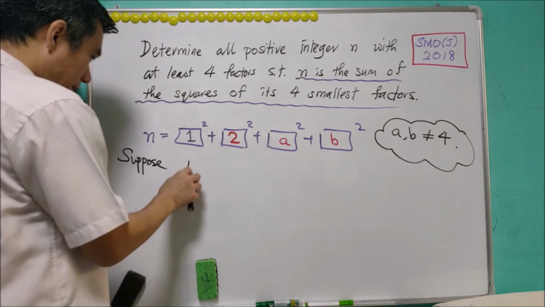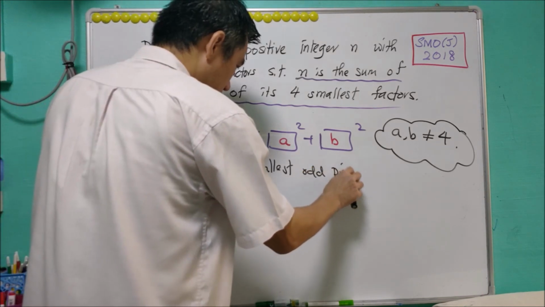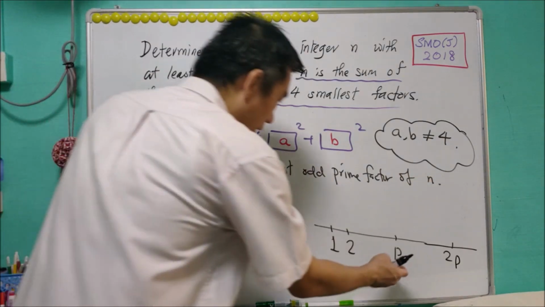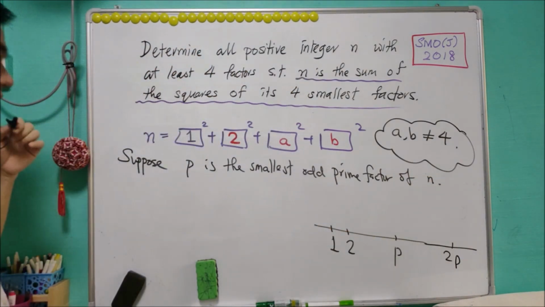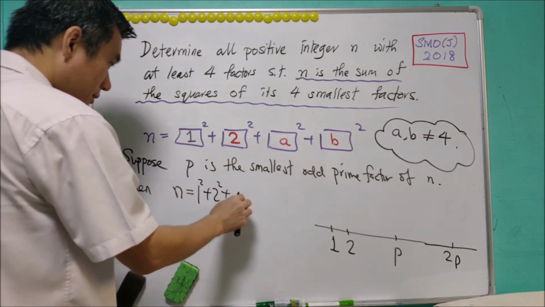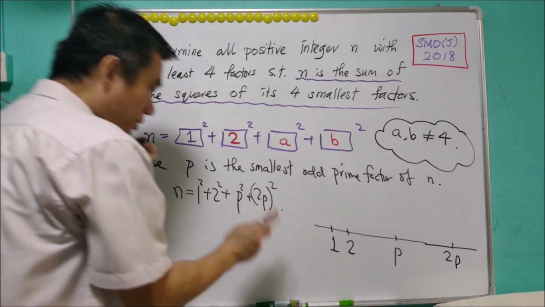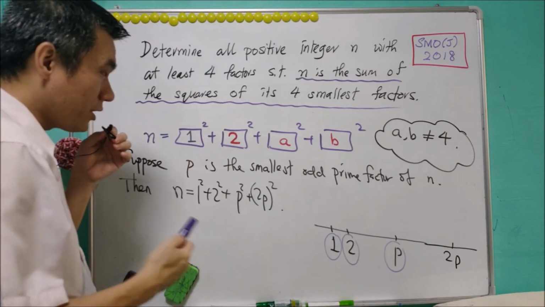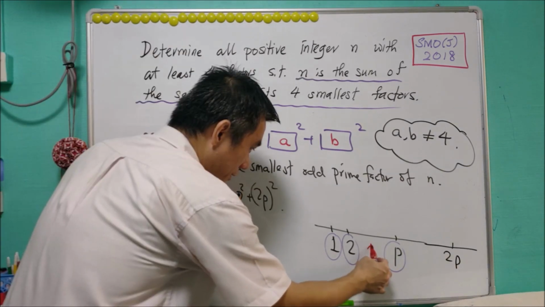Suppose p is the smallest odd prime factor of n, and we claim that 2p must be among the 4 smallest factors of n. Then n will be equal to 1 squared, 2 squared, p squared, and 2p squared. Suppose this is not true. Out of these 3 smallest factors, let's say we have another factor in between 2 and p.